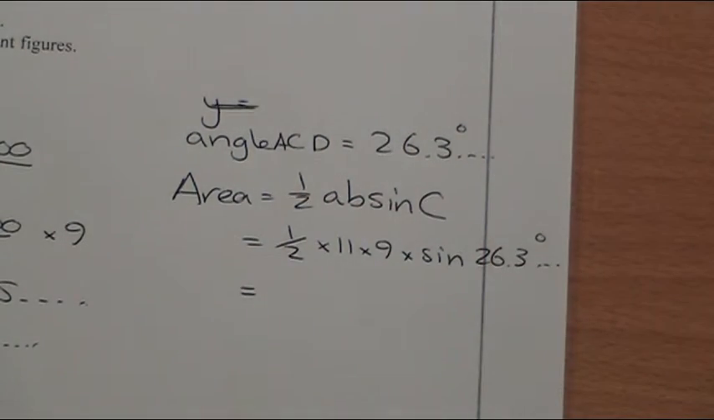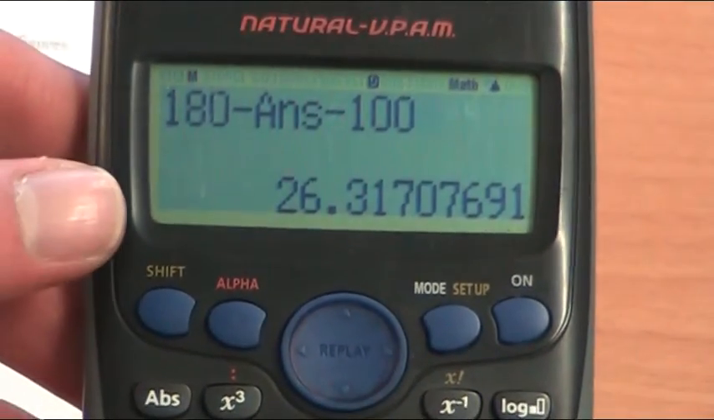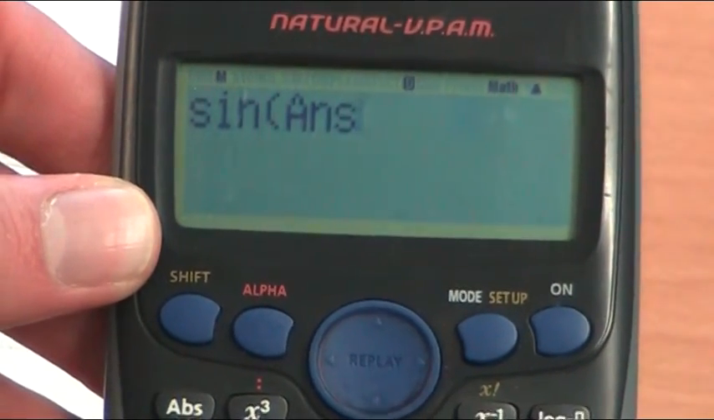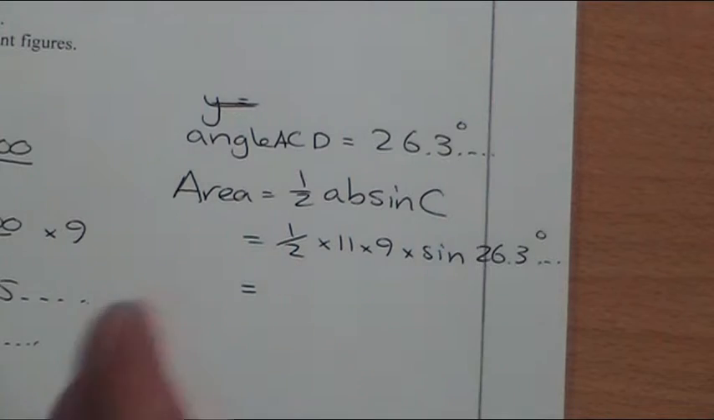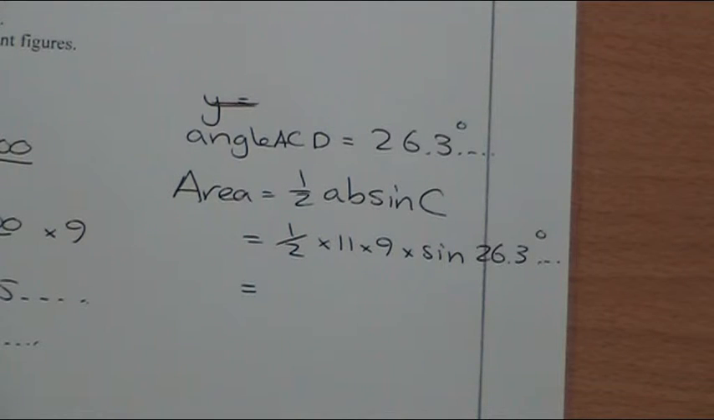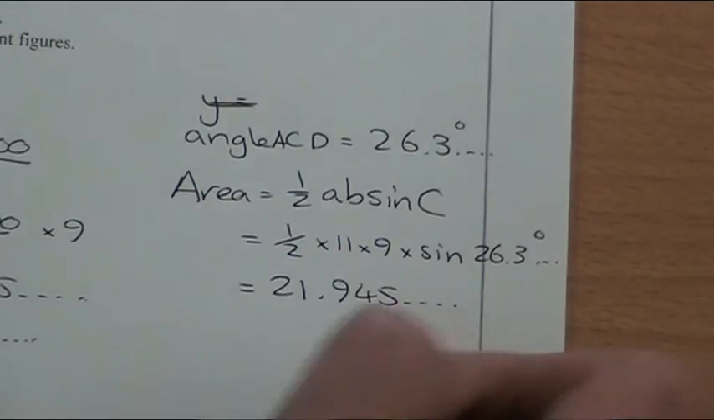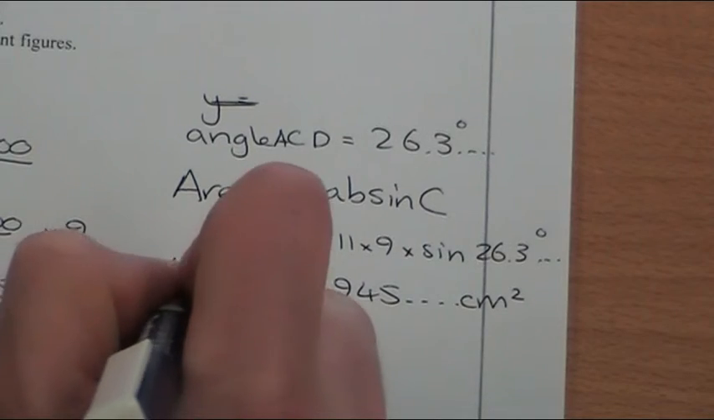Now to type this in, I'm not going to lose any accuracy. I'm not going to use this as 26.3. I've actually got this on my calculator now. And I want the sine of that angle. So I'm going to press sine of my answer. And that's that bit done. So I've actually just worked out this bit here. So I'm going to just do this backwards. I'm going to times it by 9, times it by 11, and times it by a half. I'm just typing in 0.5. And I get 21.945. And again, that goes on for a long time. But that's the area of one triangle.